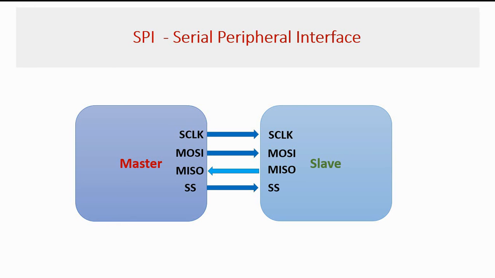So the SPI protocol has 4 pins. The SCLK pin is used for clock, and the clock is always controlled by the master. MOSI means master out slave in, MISO means master in slave out, and SS is for selecting the slave with which the microcontroller wants to communicate.